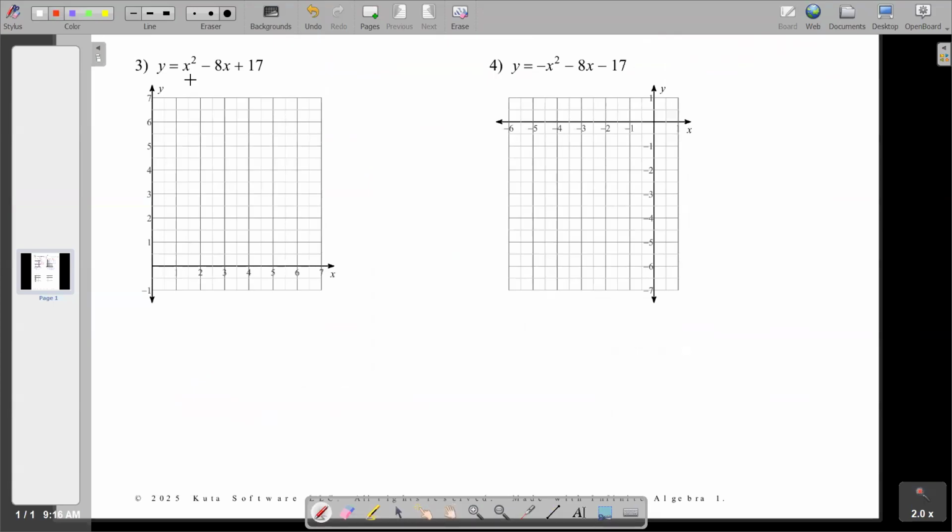Again, we know A and B because we can see them. So A is 1 and B is, again, for the second time out of 3, -8. So if we do negative B, we get 8 over 2 times 1 is 2, and that equals 4. So we know that the vertex is at the point 4 comma something. And again, to find the something, you just replace the x's with 4, the number you just found.